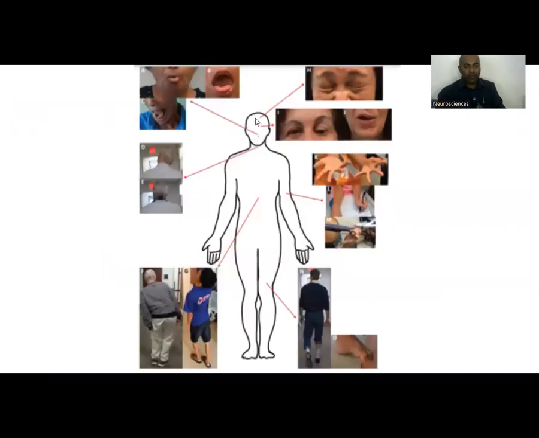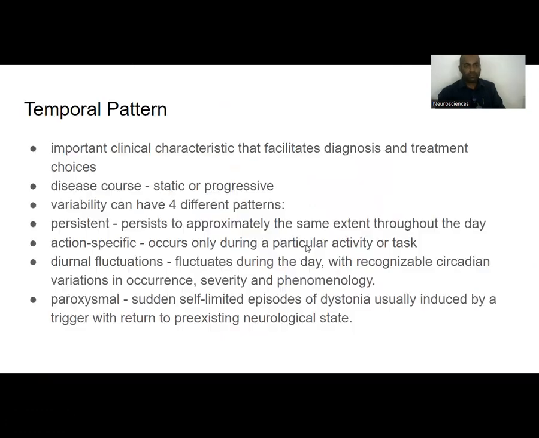So you can have the upper face involved, you can have blepharospasm. The lower face involved, you can have oromandibular dystonia. The neck is involved, you can have cervical dystonia. Upper limb, you can have hand dystonia. Trunk is involved, truncal dystonia. Leg is involved, you can have lower limb dystonia. Right. So that is age at onset and body distribution. Next is the temporal pattern.